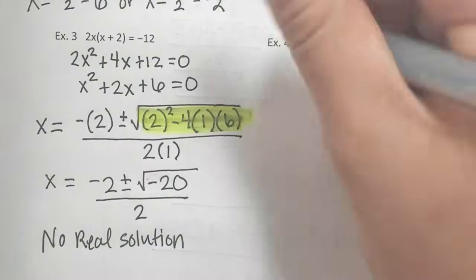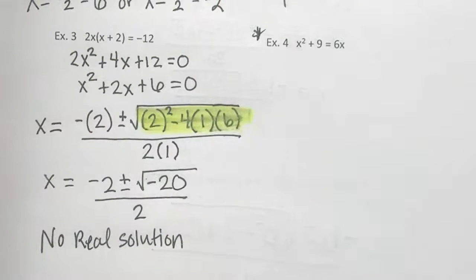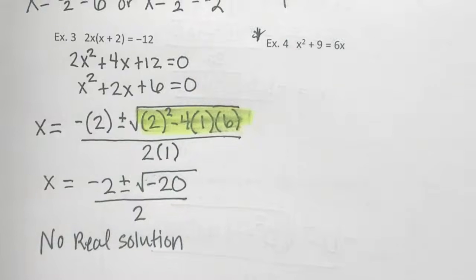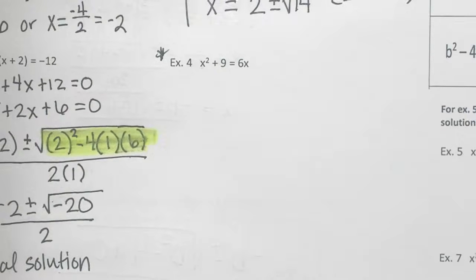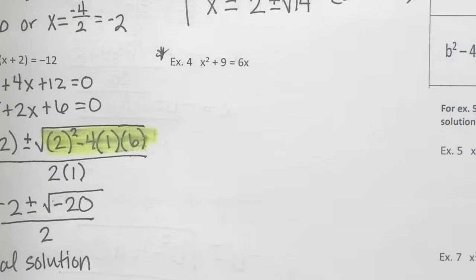All right. Can you all try number 4? You try number 4, okay? Number 4 is not difficult. I know you can do it. We'll go over it in a second.